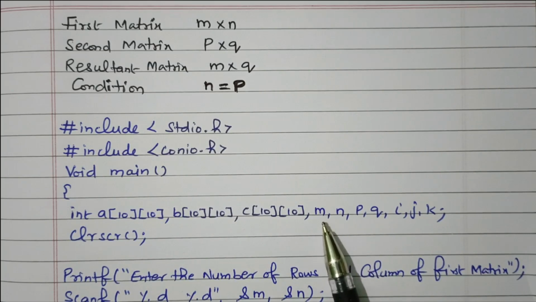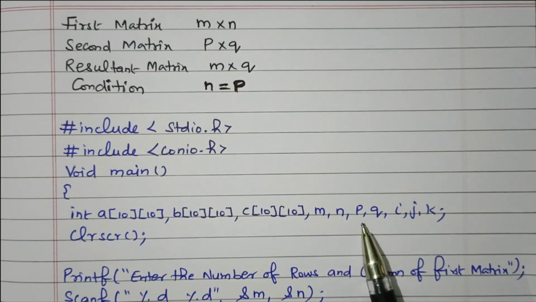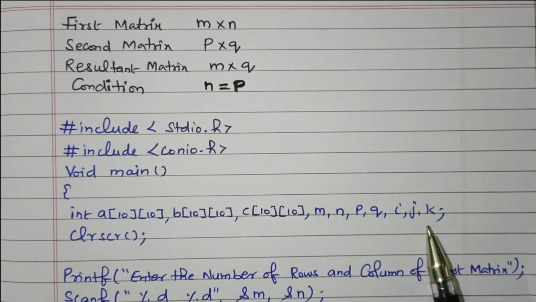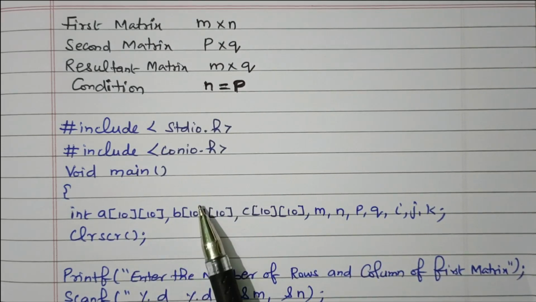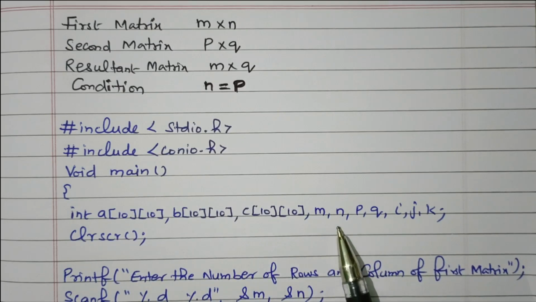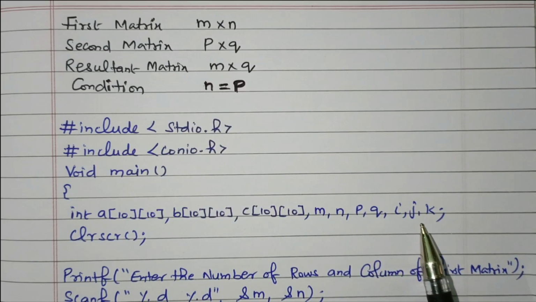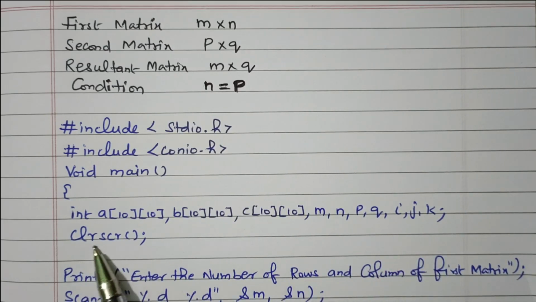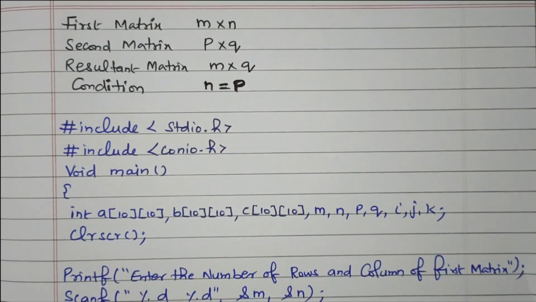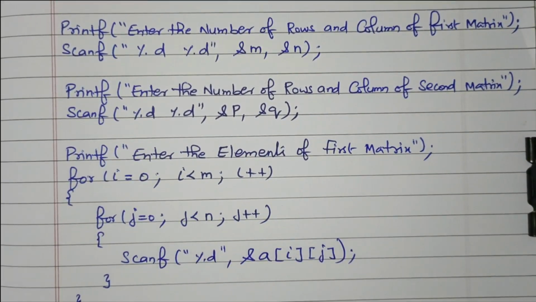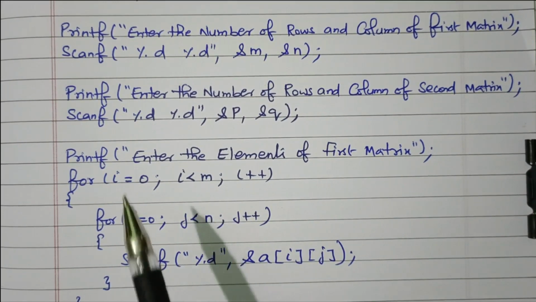This M and N is the dimension of the first matrix. P and Q is the dimension of the second matrix. In order to run the for loops, we have I, J, and one more variable, K, is also available. Now we have declared the first matrix, second matrix, third matrix, dimension of first matrix, dimension of second matrix, and variables required for loops. Then we can clear the screen in order to clear the previous content. Now we'll get the size of the first matrix and second matrix from the user.